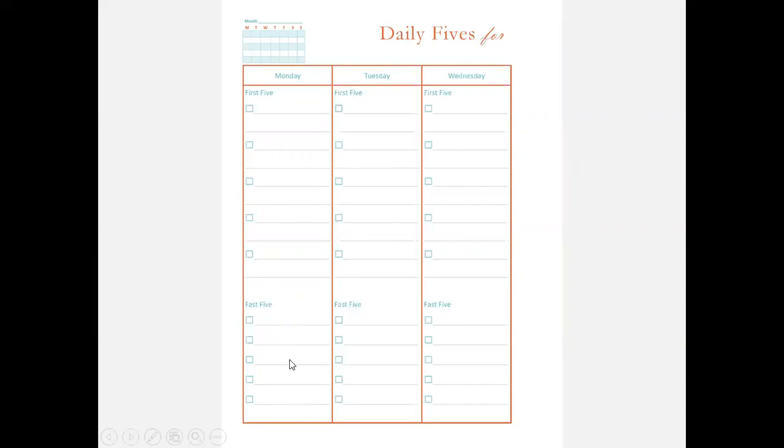And the reason I love this is because we always have these snatches of time that we don't really see where we can put things, what we can put in them. And by having my first five and my fast five, I know exactly, any time that I'm not completely booked, what I'm going to do. So you can use this rather than using the sticky note that I said.